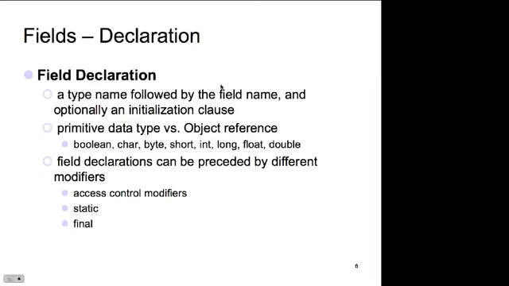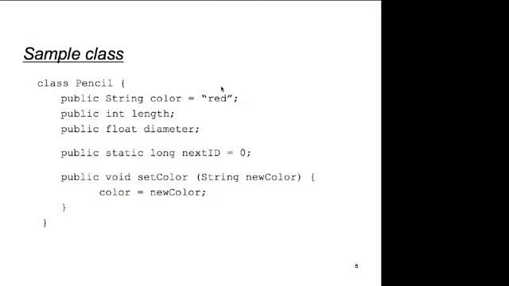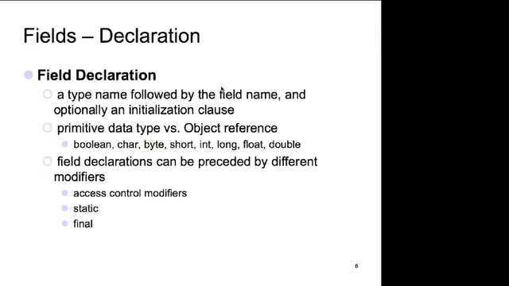So let's take a look a little bit more here. I've already talked about field declarations a little bit in the previous slide. And this is more along the lines of what I said with declaration and initialization. If we call them fields or variables or data members or whatever we want to call them, the color, the length, and the diameter and the next ID, those are our fields. We've declared them. And the type of the name follows it.